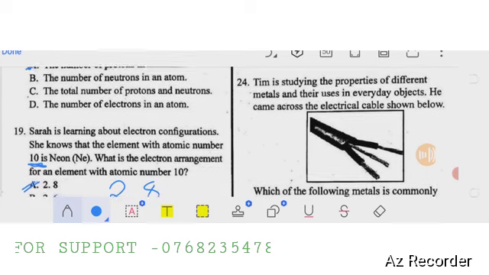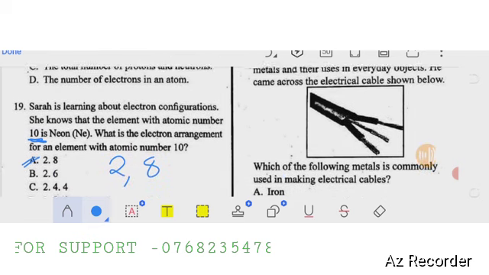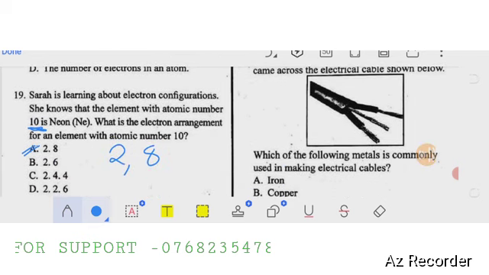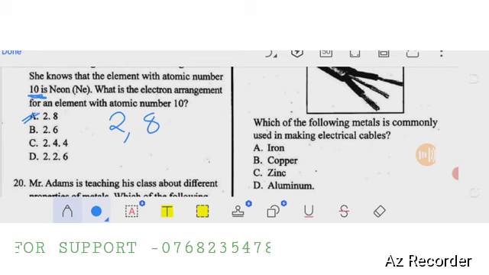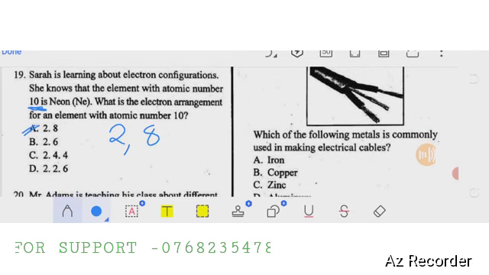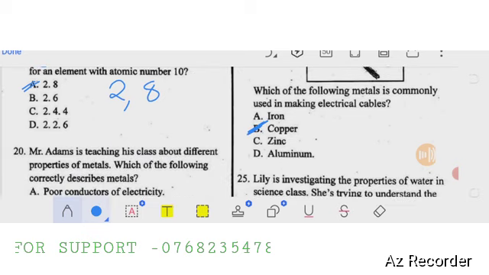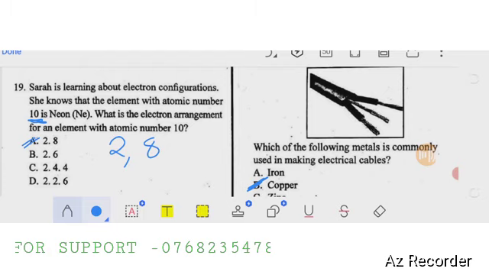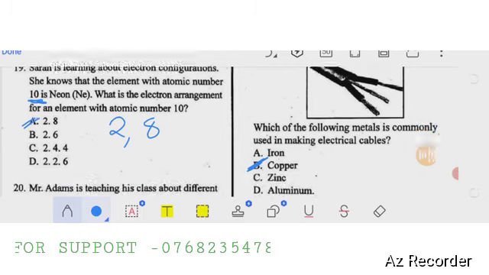Question 24. Tim is studying properties of different metals and their uses in everyday life. He came across an electrical wire cable shown below. Which of the following metals is commonly used for making electrical cables? Most commonly, to make electrical cables they use copper, but aluminum can also be used. Copper is used mostly because it's light and cheap at the same time.